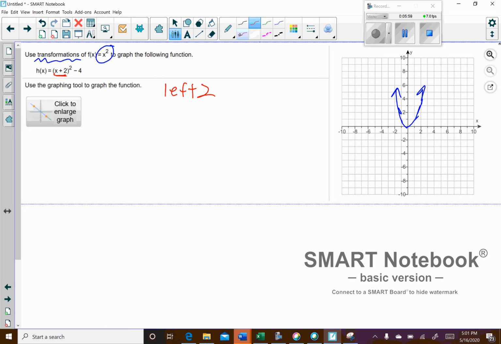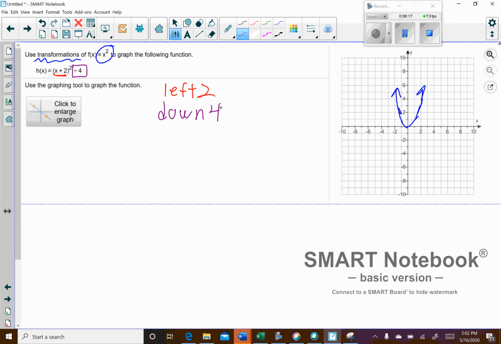But then we have another transformation right here. We have this minus 4. So you plug in x. What's happening is you're adding 2 to it. That causes a left 2. And then after that, all the results are getting subtracted by 4. That's going to cause you to go down 4.